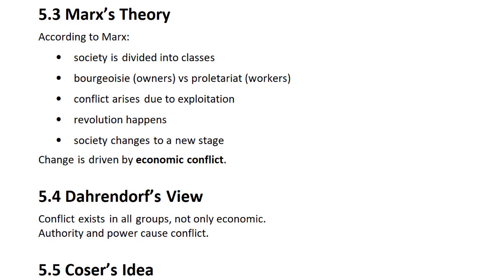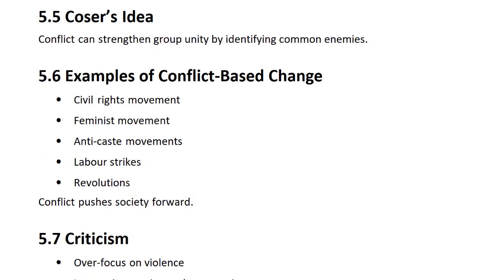Dahrendorf's view was that conflict exists in all groups, not only economic. Authority and power cause conflict. Coser's idea was that conflict can strengthen group unity by identifying common enemies. Let us look at a few examples related to conflict-based change: civil rights movement, feminist movement, anti-caste movement, labor strikes, revolutions.